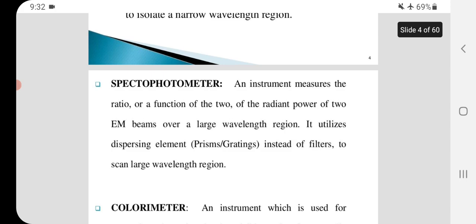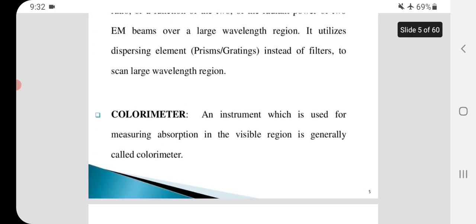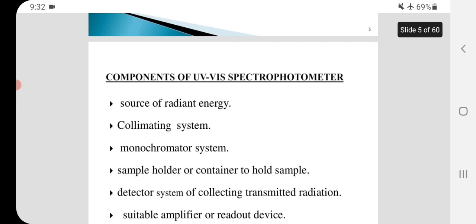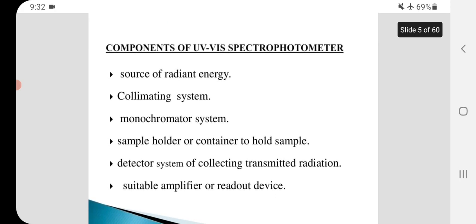Second, spectrophotometer. An instrument that measures the ratio or function of the radiant power of two EM beams over a large wavelength region. It utilizes a dispersing element instead of filters to scan a large wavelength region. Next, colorimeter. An instrument used for measuring absorption in the visible region is generally called a colorimeter.